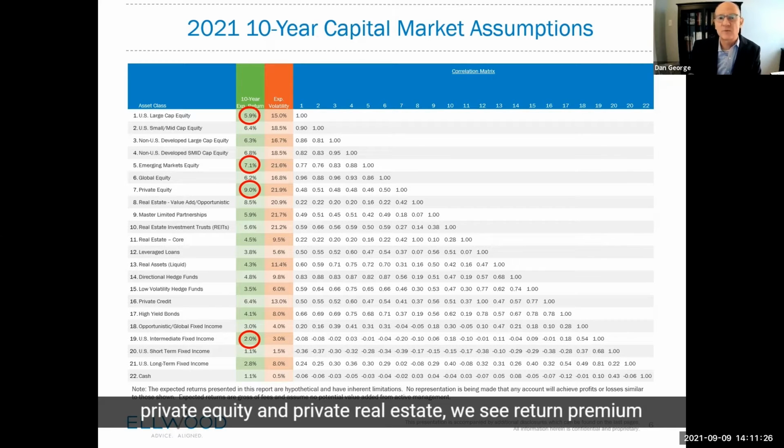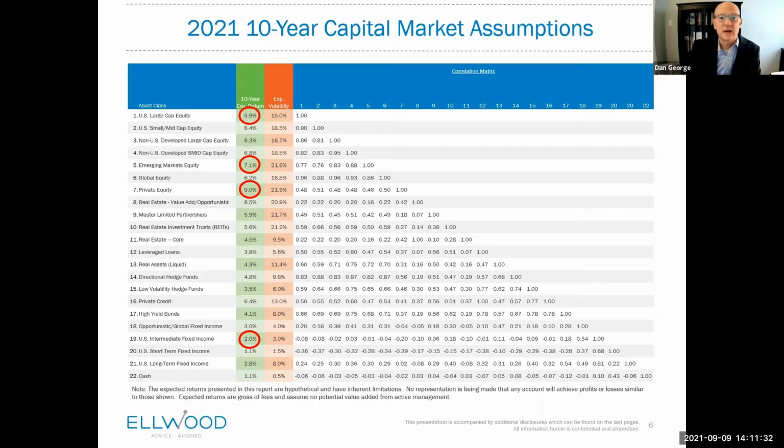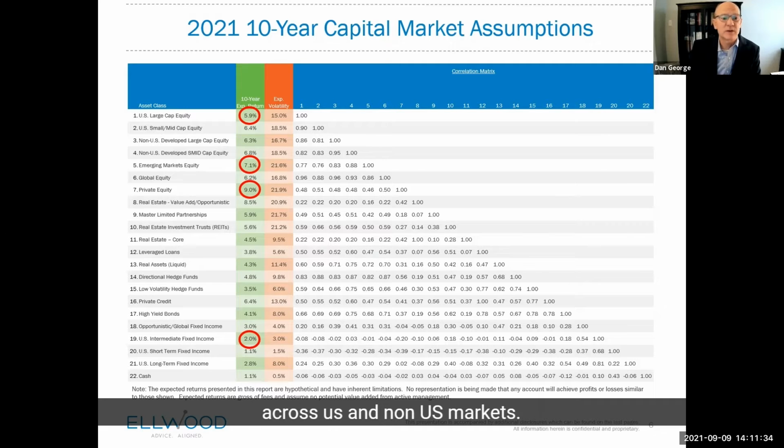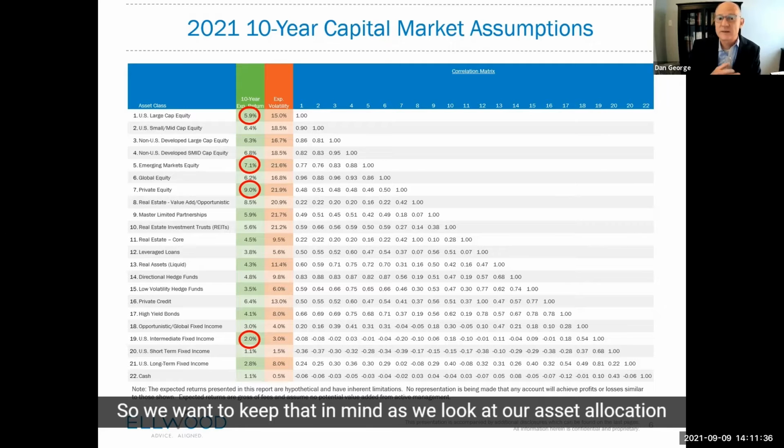But at any rate, when we look at the expected returns for private equity and private real estate, we see a return premium because these are illiquid asset classes, and historically they produced a return premium relative to public equities across US and non-US markets. So we want to keep that in mind as we look at our asset allocation modeling. If we're seeking a higher expected return, just relying on the public asset classes like large cap US equities and emerging markets may not get us close enough, and may prompt us to consider these illiquid asset classes.